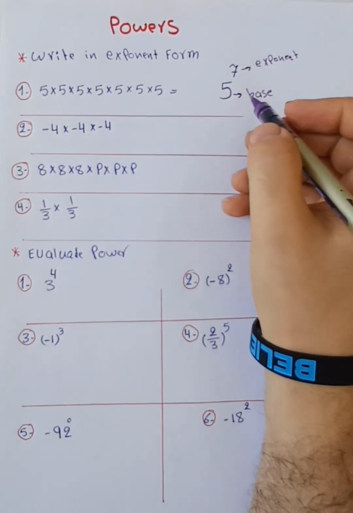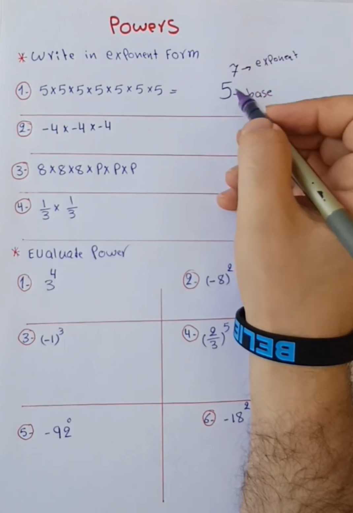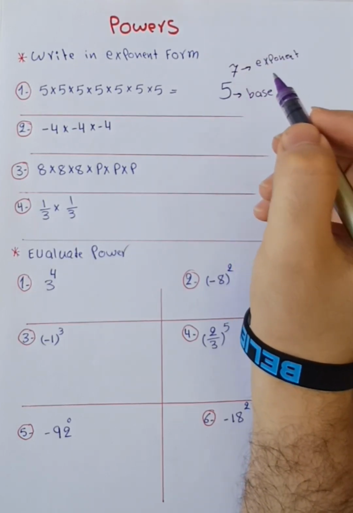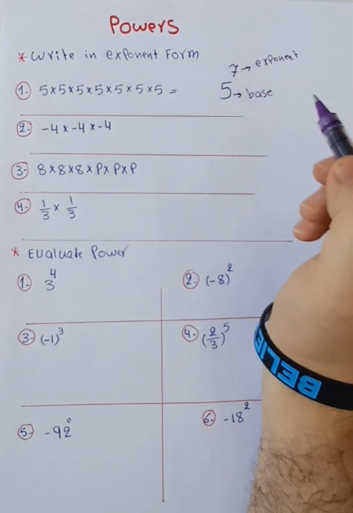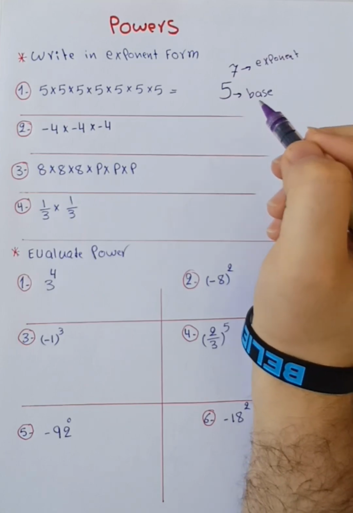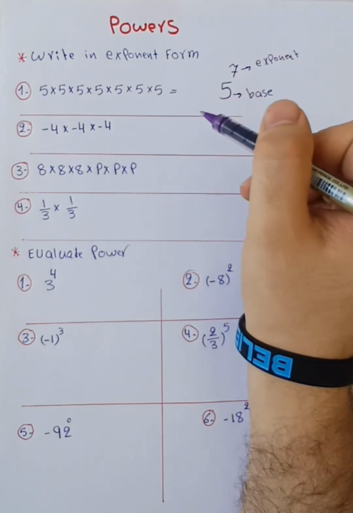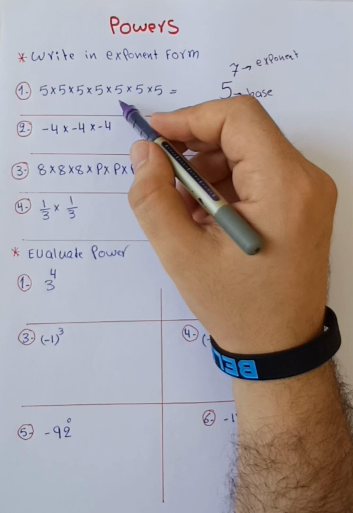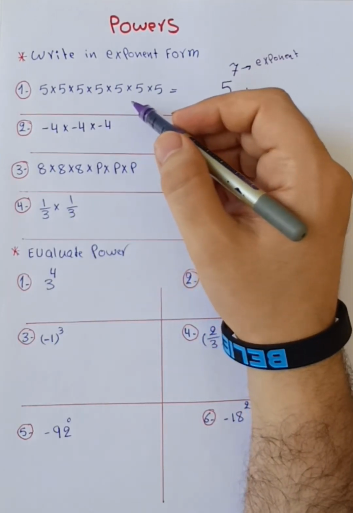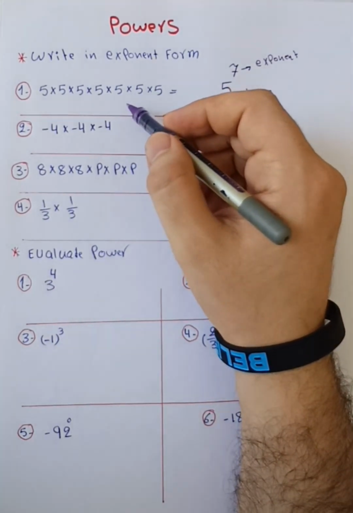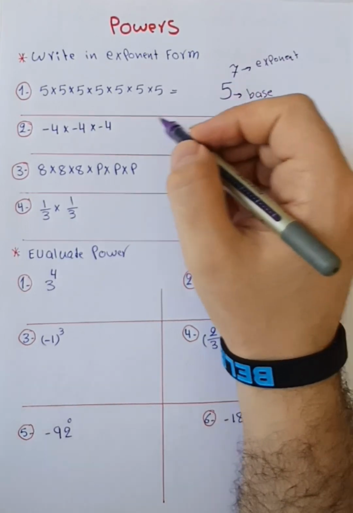And for it we have to say 7th power of 5. So the value for this prime factor is 7th power of 5.